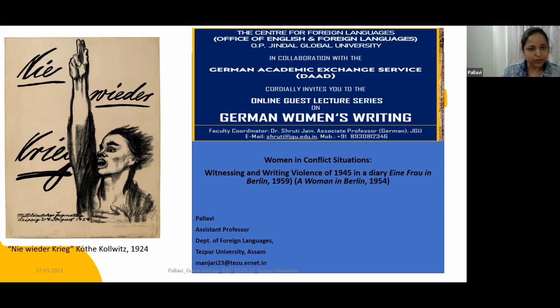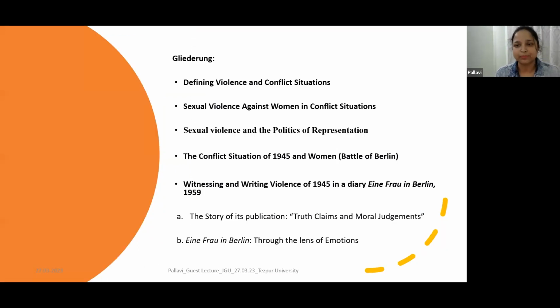In this poster, you can see this young person raising his hand and uttering three words, "Nie wieder Krieg," in the German language, which means never again war. So with these words, I would like to show you the outline that I will be talking about first.